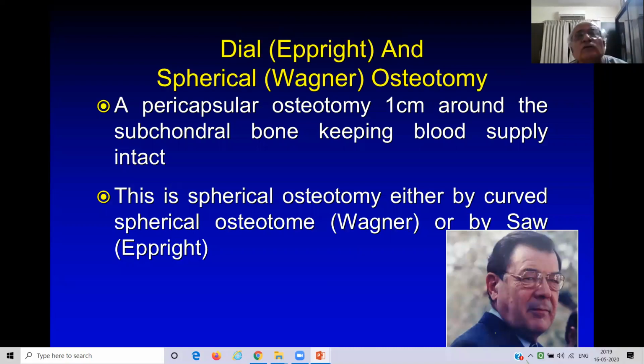So next was the Dial. Dial, Eppright and Wagner, both osteotomies are the same, but one is done with an osteotome, and one with something else, which I'll tell you. And Wagner, I was very lucky that I could see him 2-3 times. I could assist him also. And Wagner was a great surgeon who visited India, Bombay Hospital, at least 3 to 4 times.